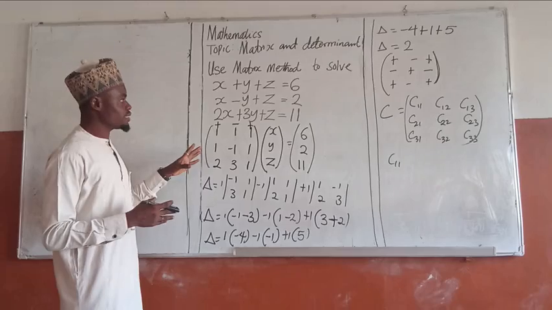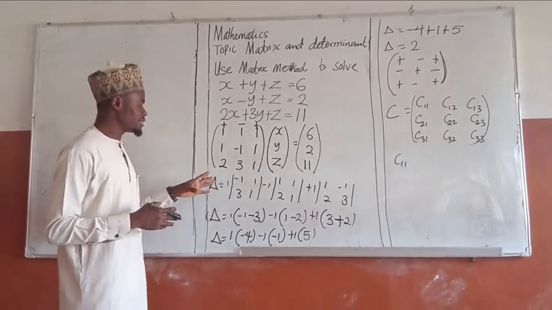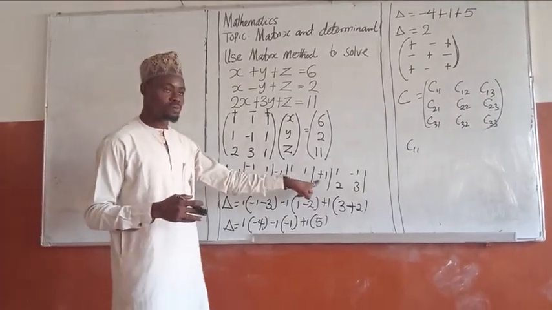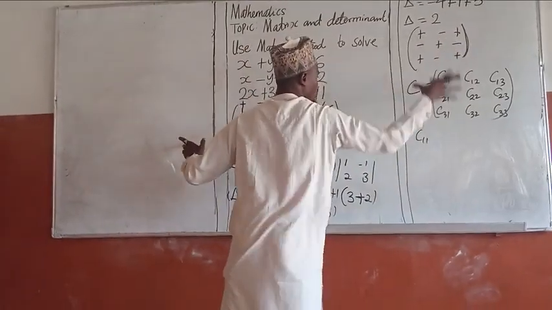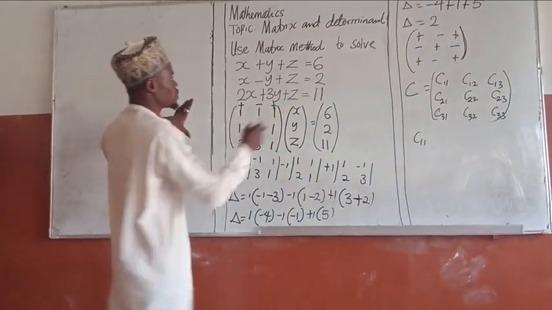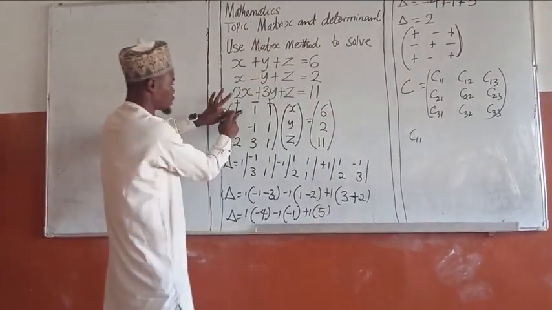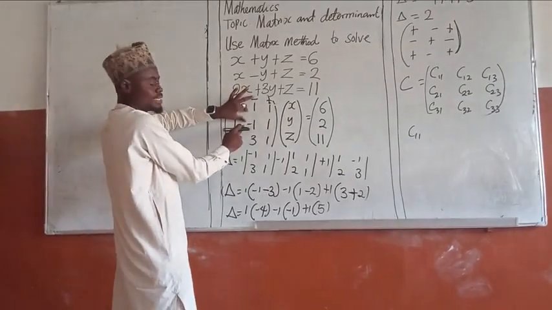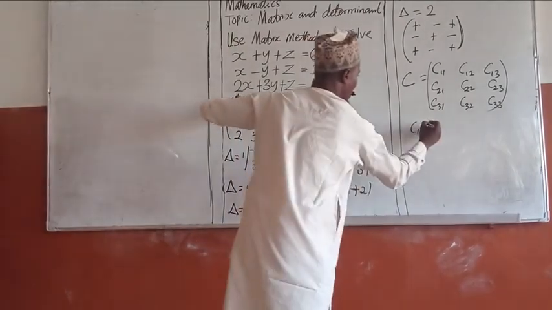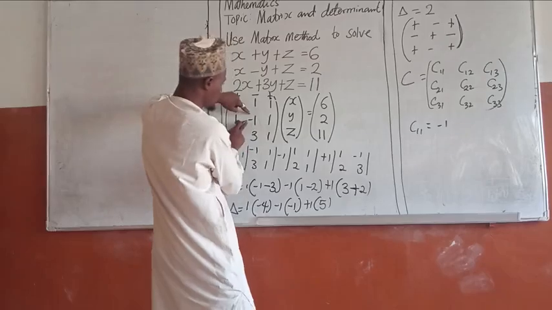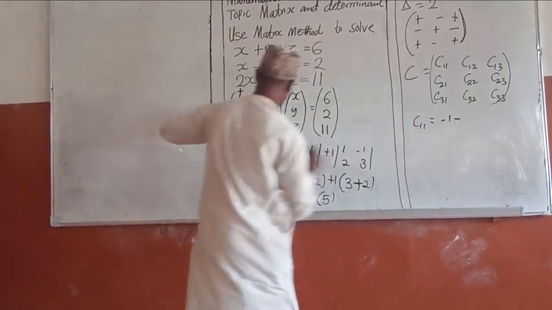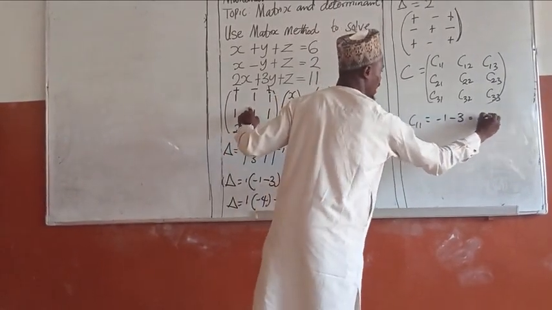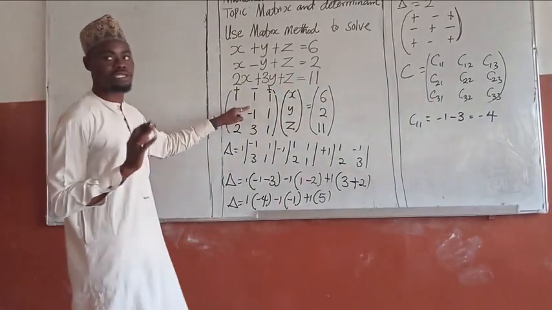The only difference between the cofactor and determinant is that we are not going to use this coefficient in cofactor, but we are going to use this convention for the cofactor. So for C11, the equation of C11 is this. That is plus. I will cancel the columns and rows. I have 1 times minus 1, which is minus 1. Then minus again, 3 times 1 is 3. Minus 1 minus 3 is minus 4. This is what we have for C11.